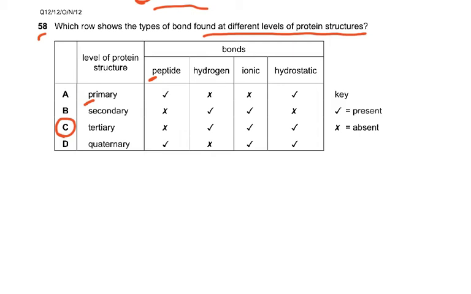So tertiary contains hydrogen, ionic and hydrophobic, because primary does not contain hydrophobic. So this was wrong because hydrophobic was wrong. And secondary was wrong because it only contains hydrogen, not ionic. So this was wrong. Tertiary was correct. C was correct. D was wrong because peptide bonds would be in the primary structure, not in the quaternary structure. So this was wrong. And also ionic will not be present, and also not hydrophobic. It would be the bonds between, this is usually hydrogen bonds only.